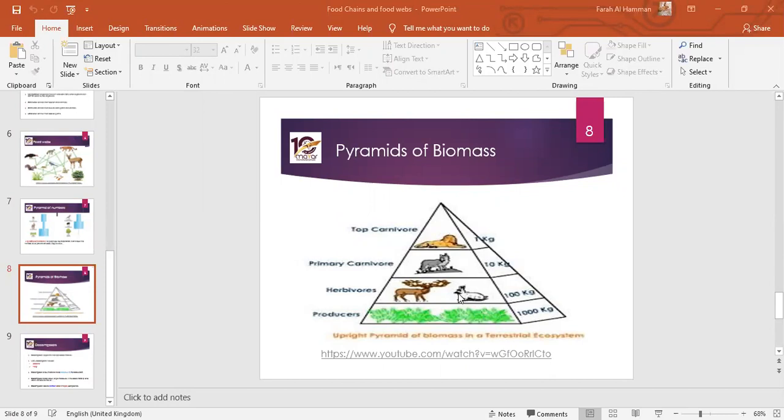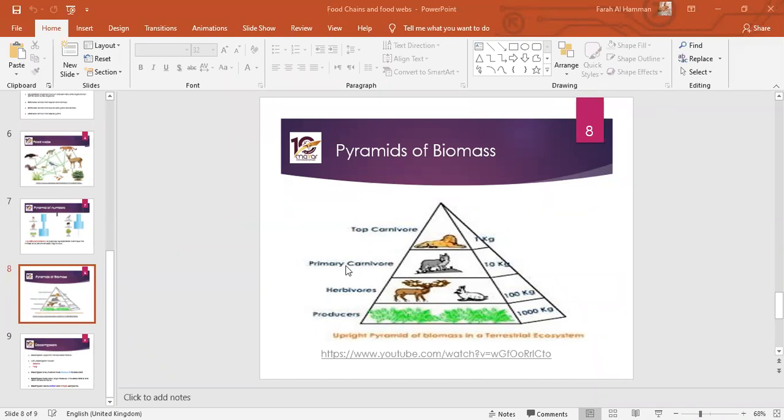When I move to rabbits or gazelles, which are going to come after the plants, they are going to occupy the second trophic level, if you will, and I measure their masses or their biomass, I will notice that the total biomass will be less than that of the producers. Why? Because less energy was available to the herbivores to use. So they've used less energy for growth. And as a result, their biomass ended up smaller.